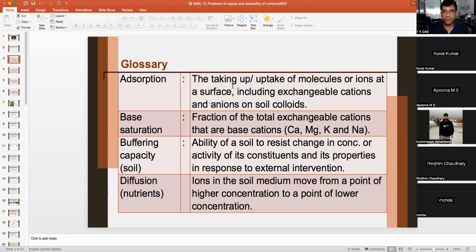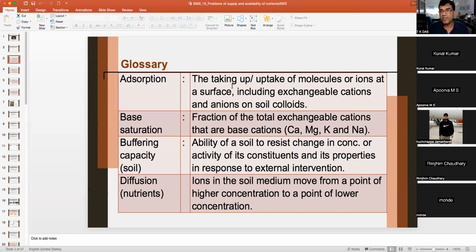Base saturation: the fraction of the total exchangeable cations that are bases, particularly calcium, magnesium, potassium, and sodium. Buffering capacity of the soil. So there are two kinds of buffering capacities.